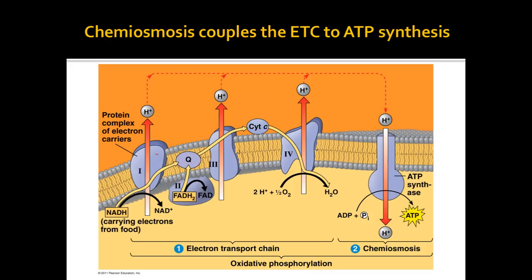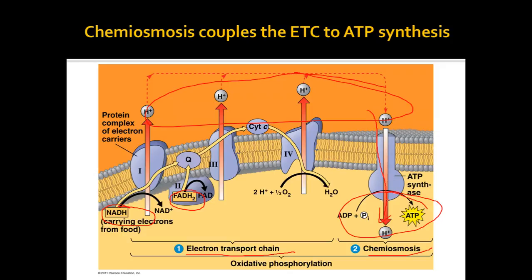Here's a diagram of the entire system. This does a good job of breaking down what these two parts are. The electron transport chain is the NADH and FADH donating their electrons to pump hydrogens into the space. Now that the hydrogens are in the space, they flow through ATP synthase, and that part's called chemiosmosis. That's the part that is responsible for actually creating ATP.